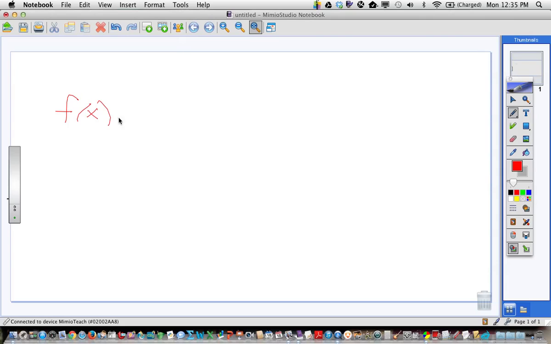When you're given a piecewise function, on this particular one we have what? Ax plus 1 and x squared. And x is what, less than 2?